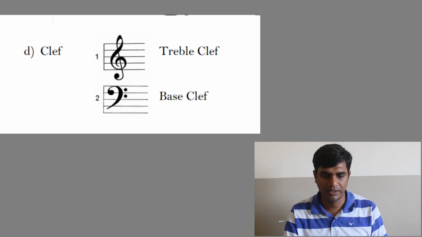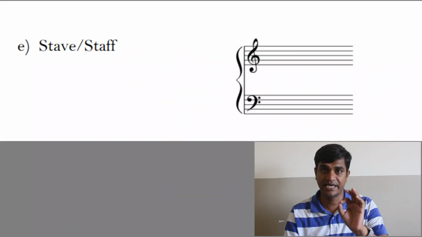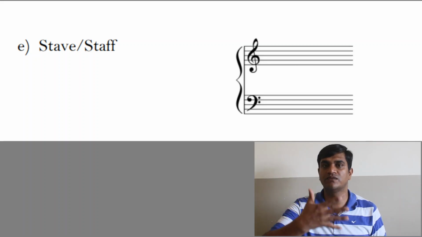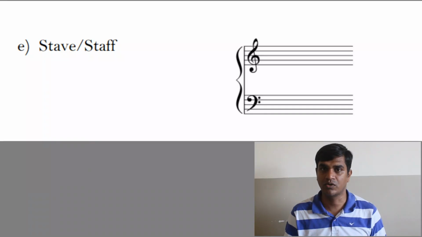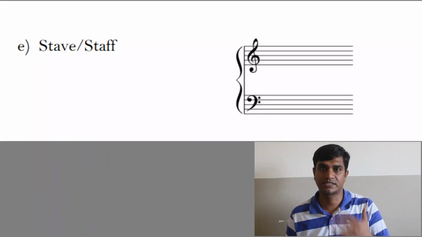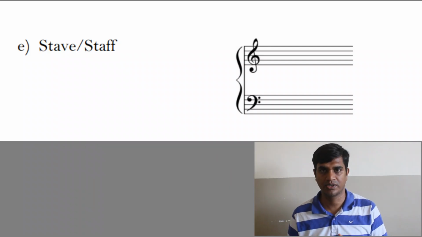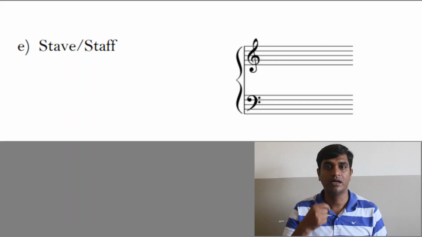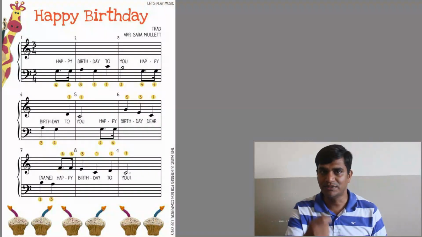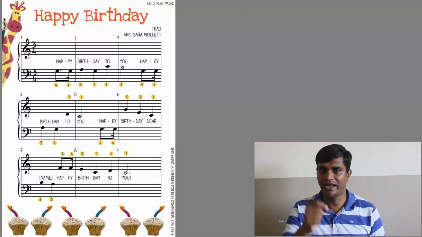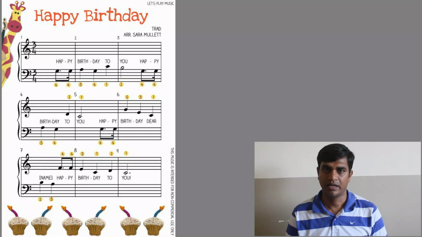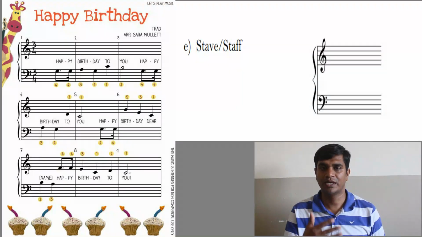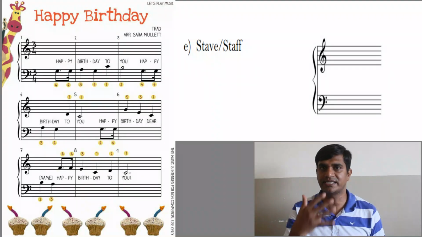Next we have the stave or staff. I was telling you, dear students, what those 5 lines are called. These 5 lines are called the stave or staff. This is how your music sheet looks. In the music sheet we will be writing notations, key signature, time signature, and all the sharps, flats, rhythm, rests, and many other things. These 5 lines are called the stave or staff.